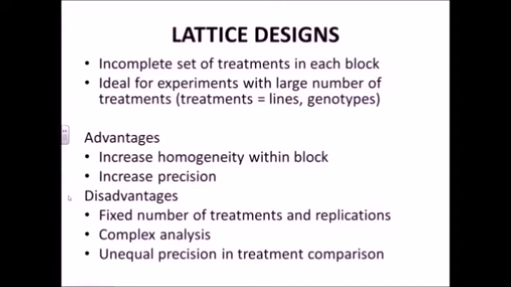The disadvantages are that there are a fixed number of treatments and replications that have to be there for the design to be resolvable. The analysis is fairly complex, especially if you're going to do it by hand. And there's also unequal precision in the treatment comparisons. This is a different way of phrasing that our blocks don't have all treatments, yet we're adjusting for the block effect. So if one block happens to have high yielding or low yielding lines by chance alone, that's going to be reflected in the adjustment. Okay?